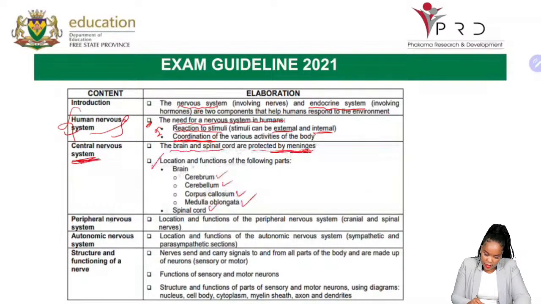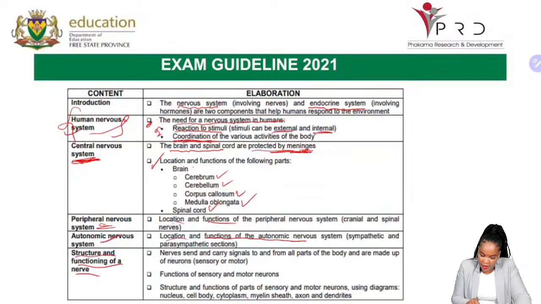Moving on, the topic also goes to the peripheral nervous system. You must also know the peripheral nervous system. You must know the location and function of the peripheral nervous system. Autonomic nervous system, know the location, which parts are involved, where does it work in the human body, and the functions of the autonomic nervous system. Then you must also know the structure and functioning of a nerve. So how does a nerve look like? How does a human nerve look like? And how does it work?